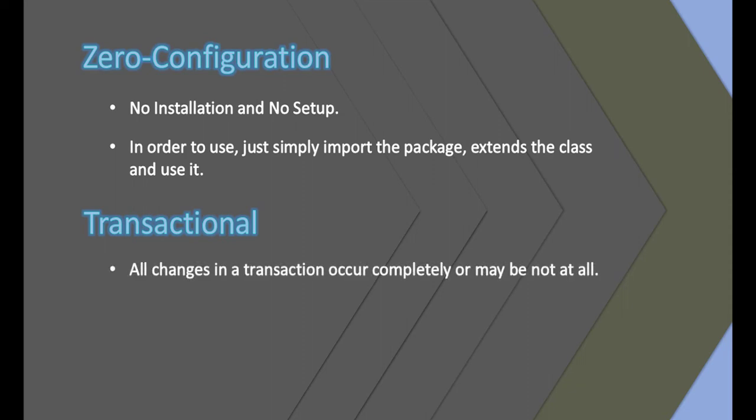The fourth one is transactional. Transactional is the most important feature of SQLite. It means all changes in a transaction occur completely or not at all. So if the program crashes, the data is not lost, which makes it secure and reliable.